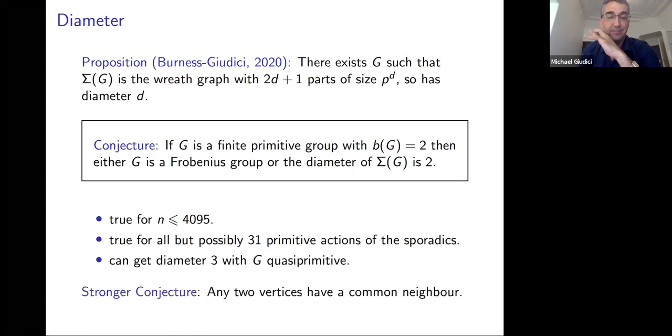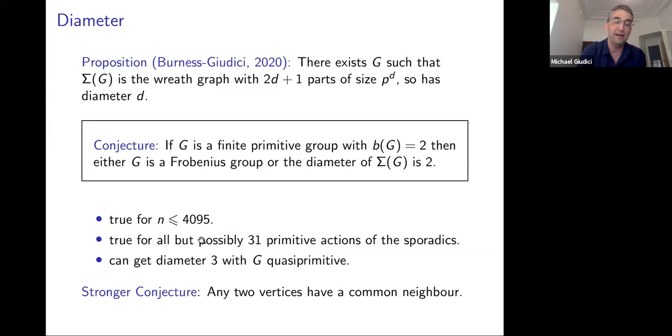We actually have an even stronger conjecture, which is that not only should it have diameter 2, but any 2 vertices should have a common neighbor. If I have 2 vertices which are not adjacent, then for the graph to have diameter 2, they need to have a common neighbor. But even if they are adjacent, we think there should be a third vertex which is adjacent to both. That's an even stronger conjecture which we're also willing to make. Again, that's verified for all these small degree actions and these sporadics. So why are we willing to make this conjecture?